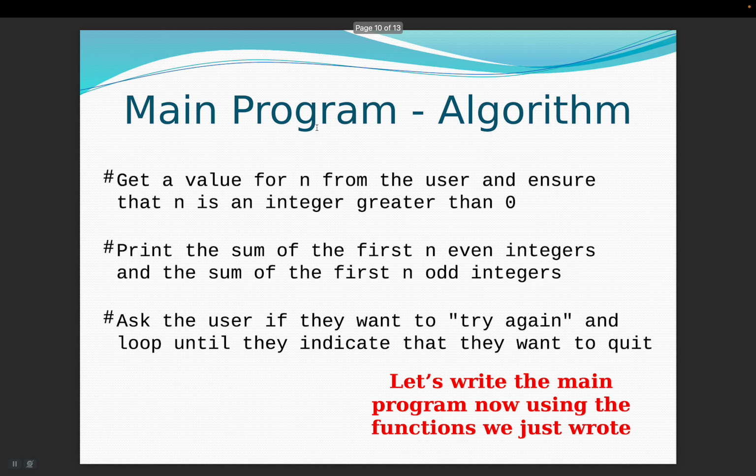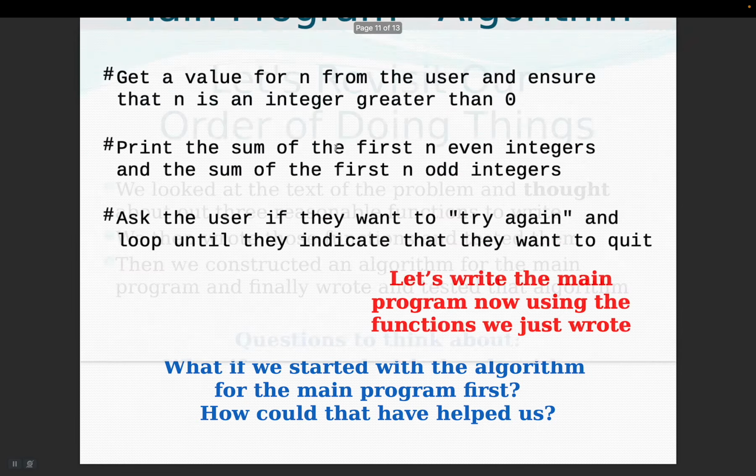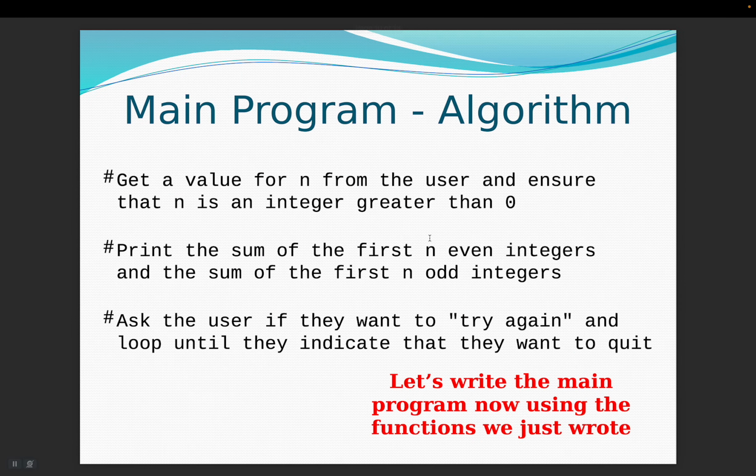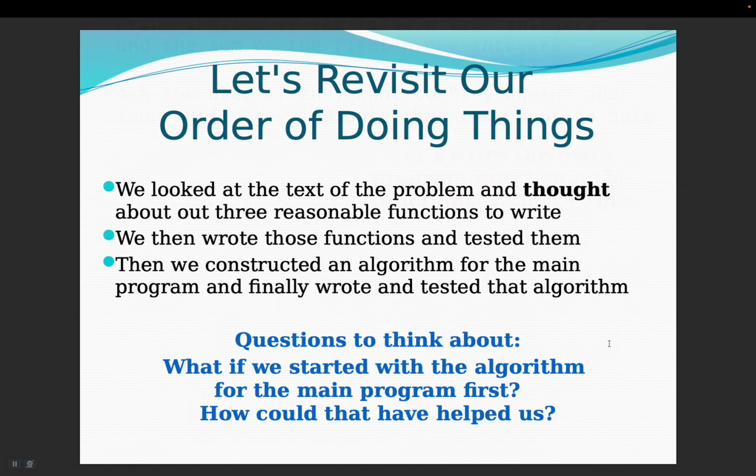Okay, so main program algorithm: get a value n from the user and ensure that n is an integer greater than 0. Print the sum of the first n even integers and print the sum of the first n odd integers. Ask the user if they want to try again and loop until they indicate that they want to quit. Okay. So it says, let's write the main program now using the functions we just wrote.